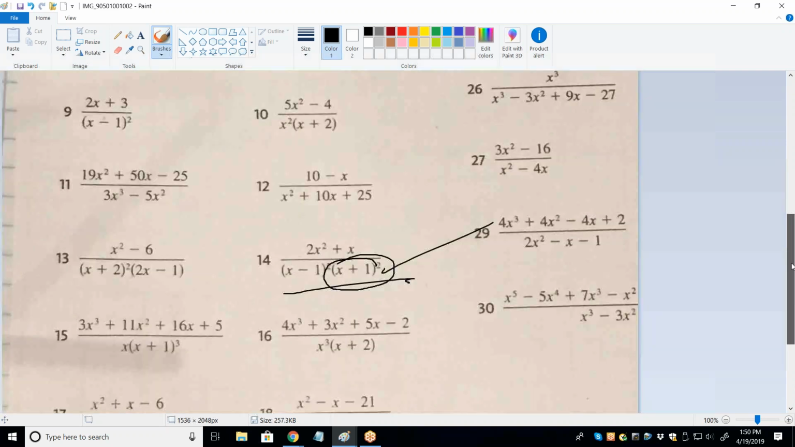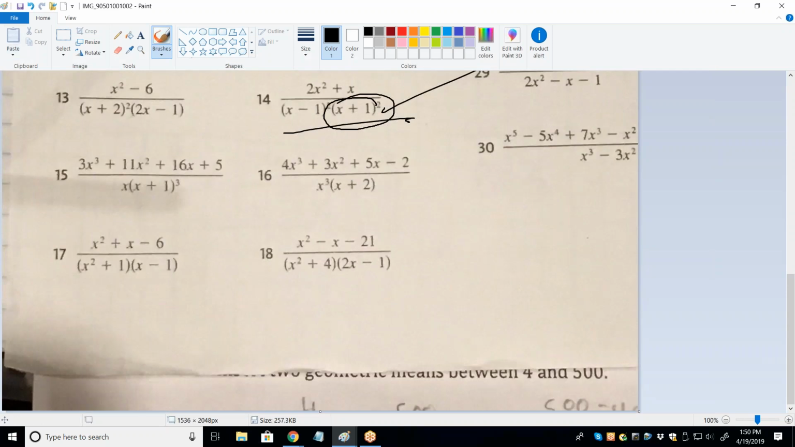Let me look here. 15, same thing. 16, same thing. 17 has what we call an irreducible quadratic. X squared cannot be equal to 1. You cannot factor that. Same thing with this one over here. That is where I believe you need to be. You have an A, a B, and a CX. Then you go from there.